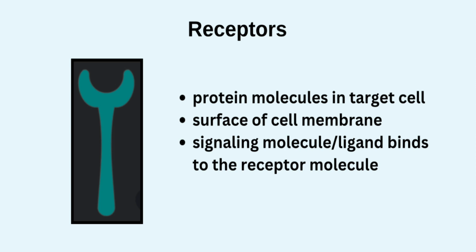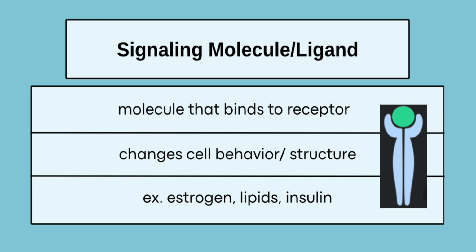Receptors are protein molecules in the target cell that signaling molecules bind to. You can find receptors on the surface of the cell membrane. When a signaling molecule, also known as a ligand, binds to a receptor, a few different things can happen. Before going over that, I think it's best to discuss what a ligand actually is. A ligand is a signaling molecule that binds to a receptor and changes cell behavior and structure. Some examples of ligand molecules are estrogen, lipids, and insulin.